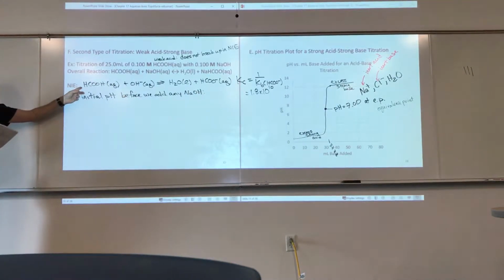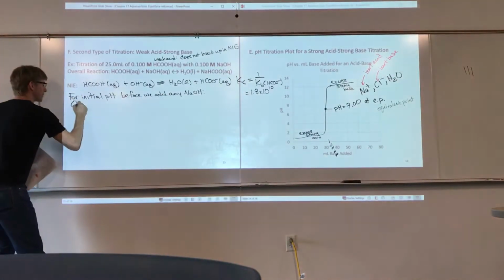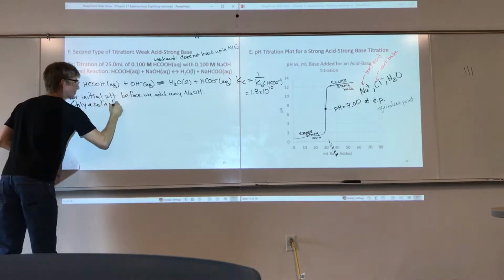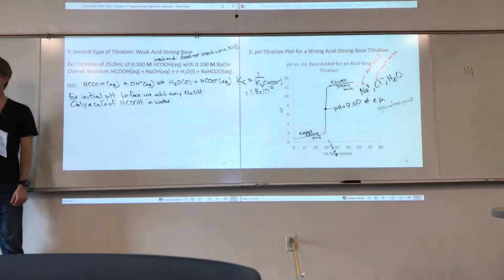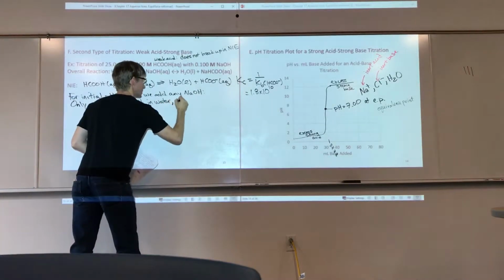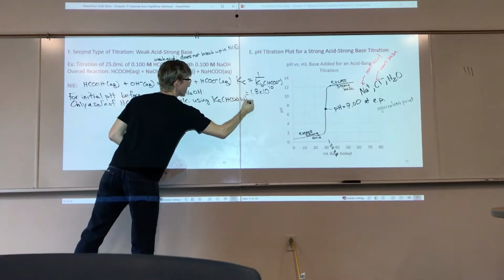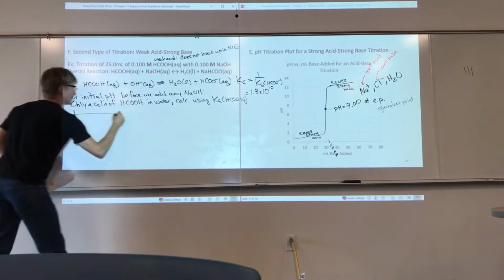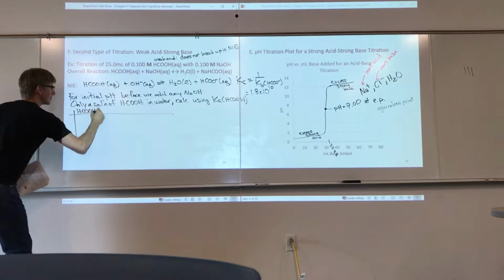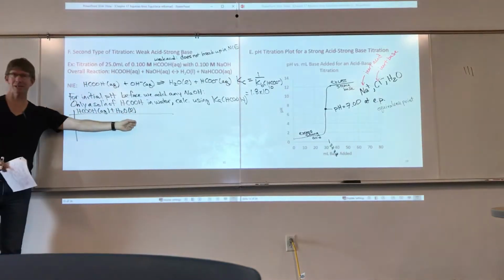We'll get there in a minute. I have to admit, I got a little excited there. But for initial pH, before we add any sodium hydroxide, we only have a solution of formic acid in water. We calculate using the Ka for formic acid, and we'll write out our Ka reaction.